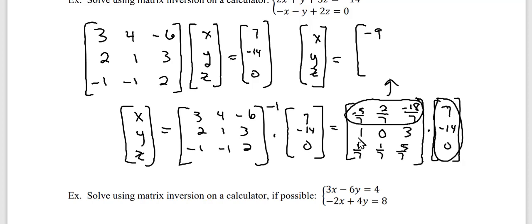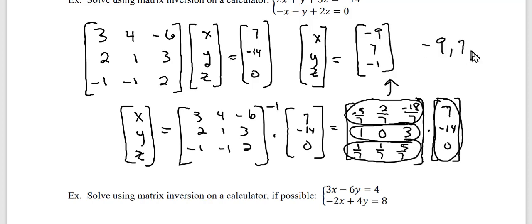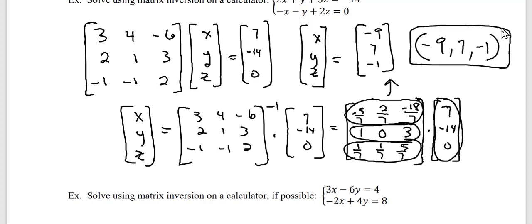Let's do that again with this row times that column. 1 times 7 is 7, plus 0 plus 0 is 7. Now here, 1/7 times 7 is 1 minus 2 plus 0. So really 1 minus 2 is -1. My solution is -9, 7, -1. That's how we can do that on the calculator.